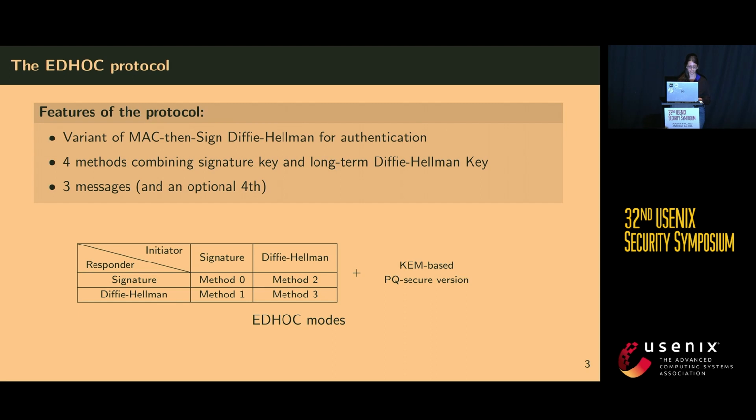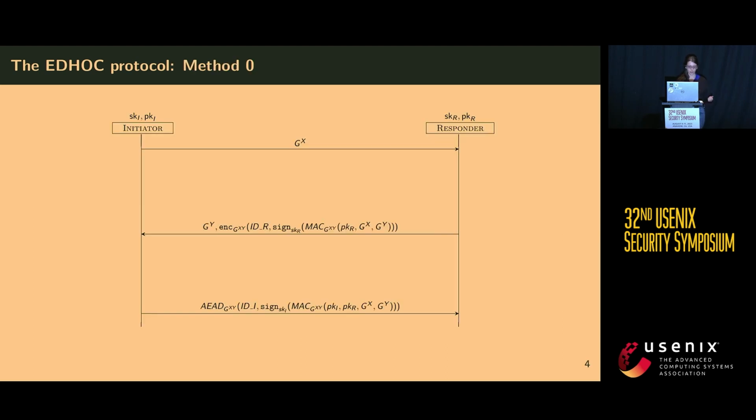It's a variant of a SIGMA-style Diffie-Hellman authentication protocol that has 4 methods that combine signature keys and long-term Diffie-Hellman keys, meaning a user can choose to authenticate with either a signature key or a long-term Diffie-Hellman key. The protocol can be completed in 3 messages with an optional 4th one for more security. The authors of the LAKE group also provided a KEM-based version for post-quantum security. Now, you can see a graphic of a simplified version of the protocol.